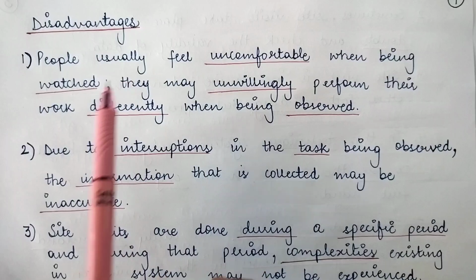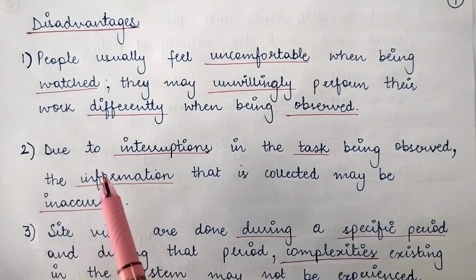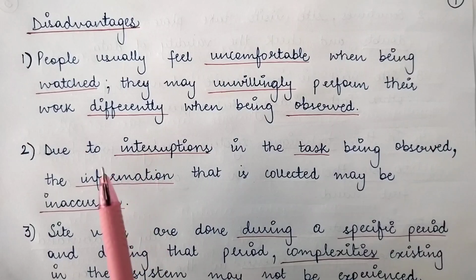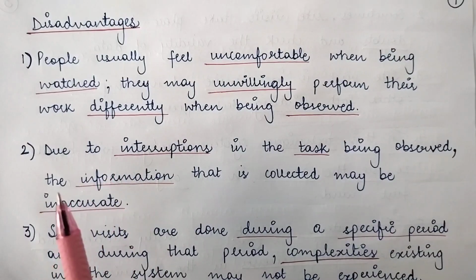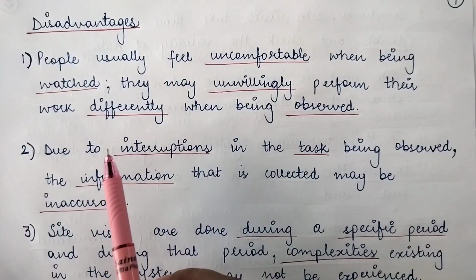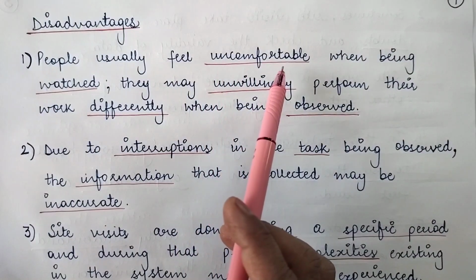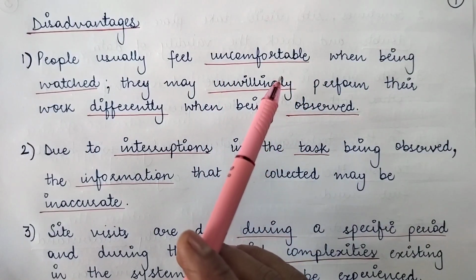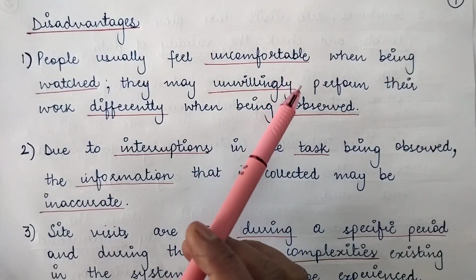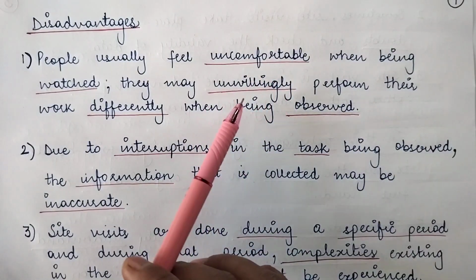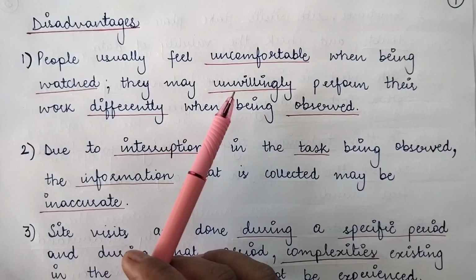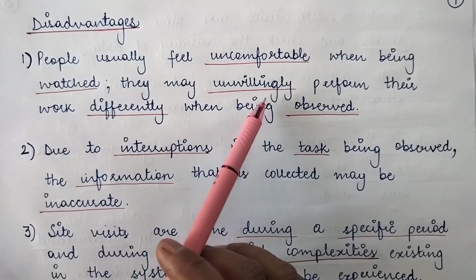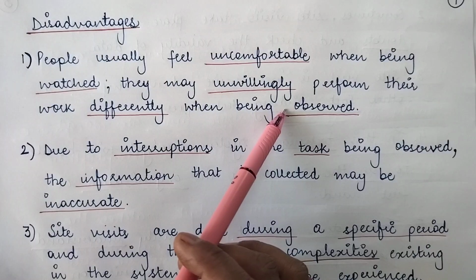Right, this must have happened with you also. While you are doing something without being watched, you do it in a better way as compared to when you feel you are being observed or watched. So this is with any person. So people may feel uncomfortable. Obviously, when a system analyst has come for site visit, his sole purpose is to see how people do their work. So if they are being observed while working, they may feel uncomfortable. And in that discomfort, they may unwillingly perform the work differently when being observed, right?